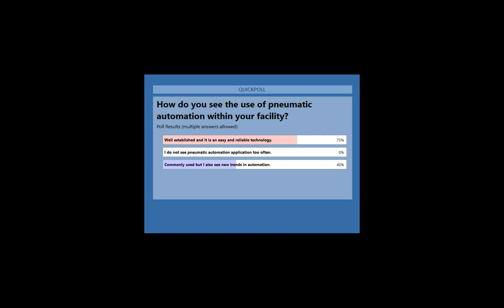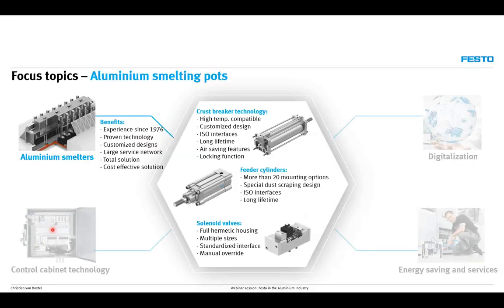So, the focus topics of today. First of all, we would like to start with the smelting pots. For Festo, our portfolio here comes from the crust breaker technology, feeder cylinders, as well as the solenoid valves. These originally are quite standard components. However, we enhance these with specific features and customized designs.